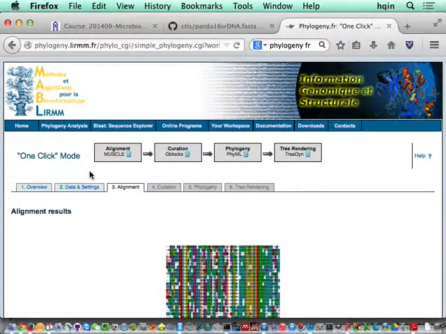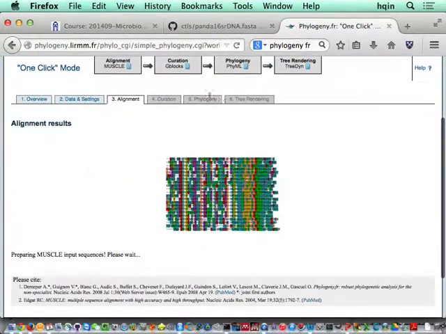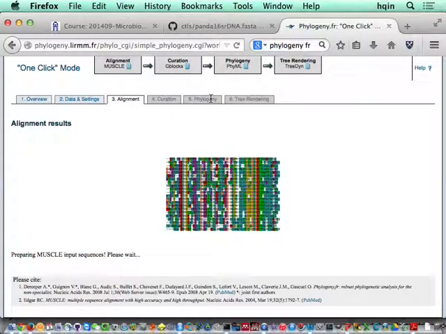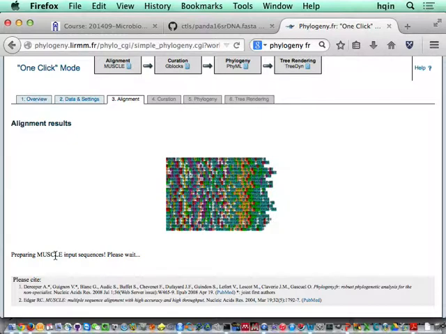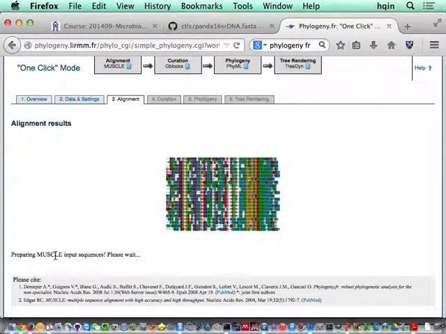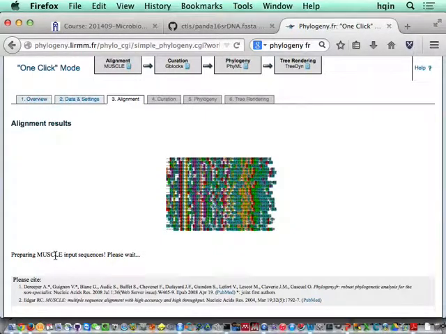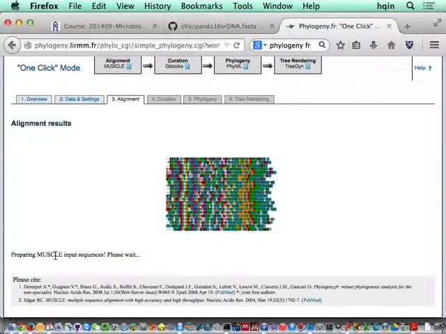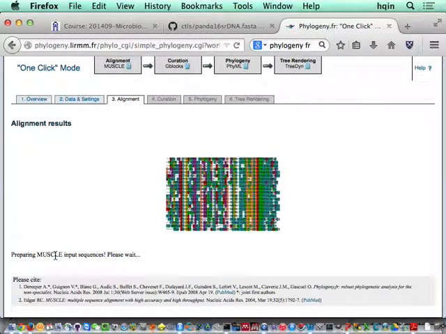So it's first doing some alignment, and then it's going to generate the phylogeny. They actually use something called MUSCLE. It's here, preparing MUSCLE alignment. They claim MUSCLE is better than Clustal, but only for some sequences. In most sequences, it doesn't make too much difference. Oh, this is taking longer than I thought. Usually it's much faster.